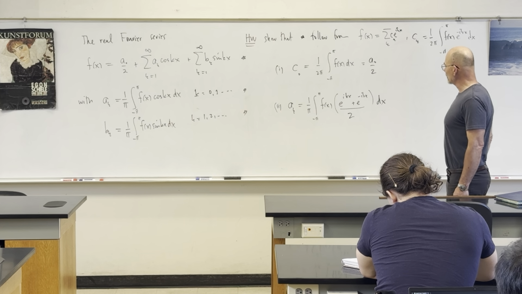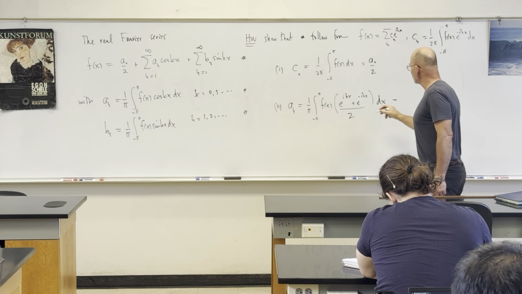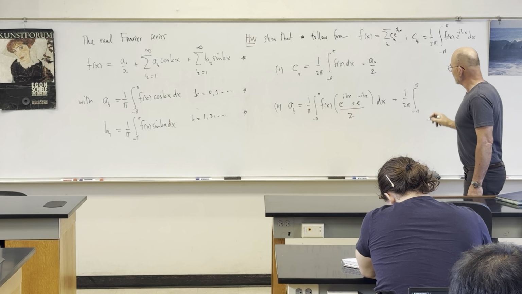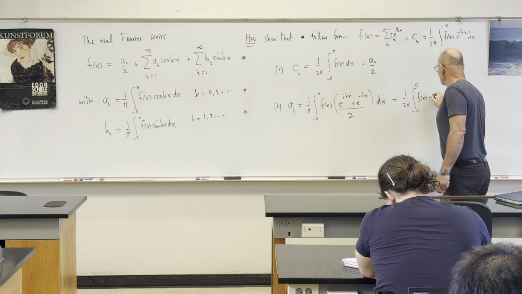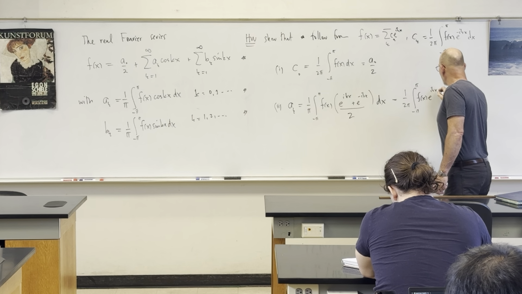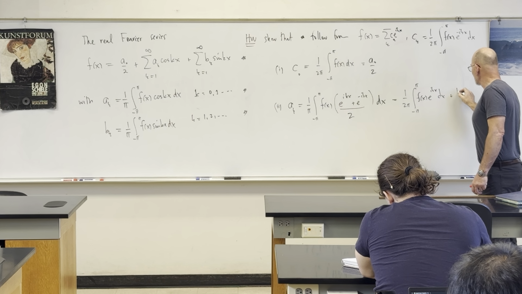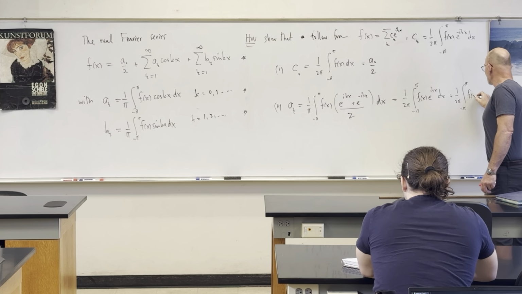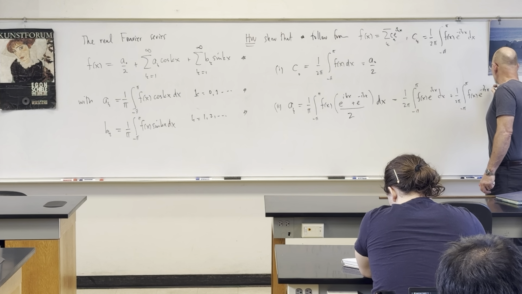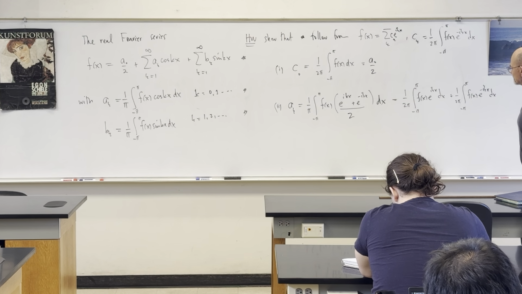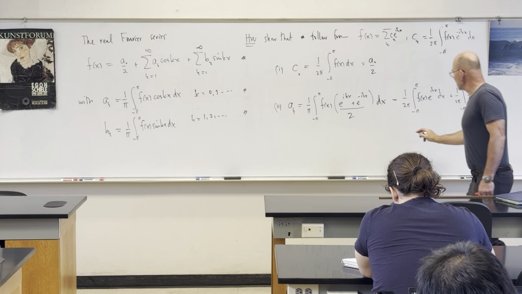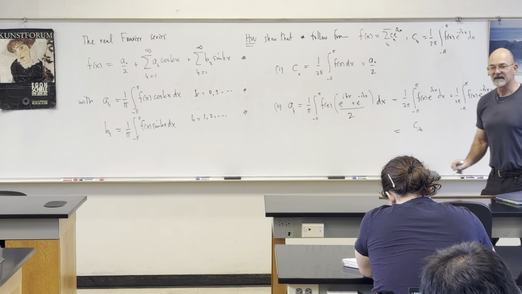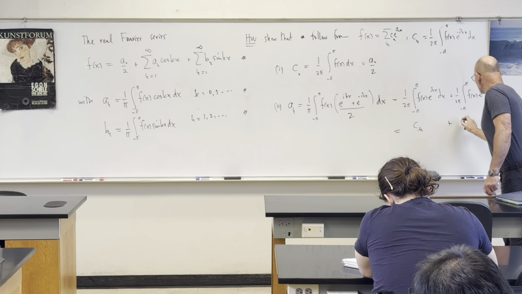And then what would we have? We would have a 1 over 2 pi, if I pull that out, minus pi to pi, f of x e to the i k x dx. And we also have 1 over 2 pi, minus pi to pi, f of x e to the minus i k x dx. But what do you know? This is equal to c sub minus k. And this one over here is equal to c sub k.